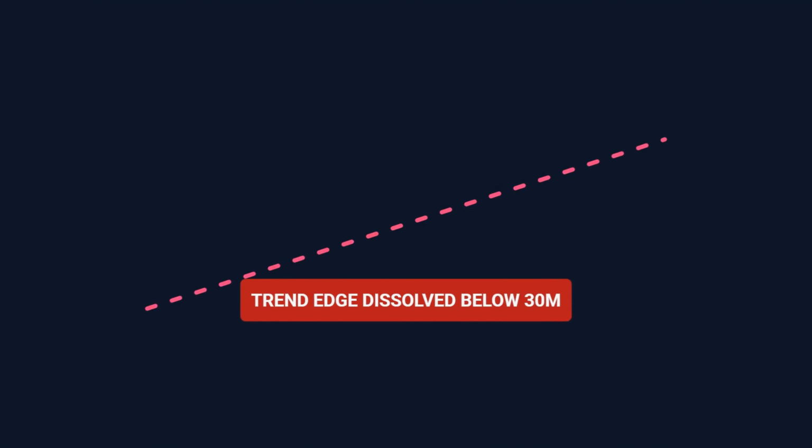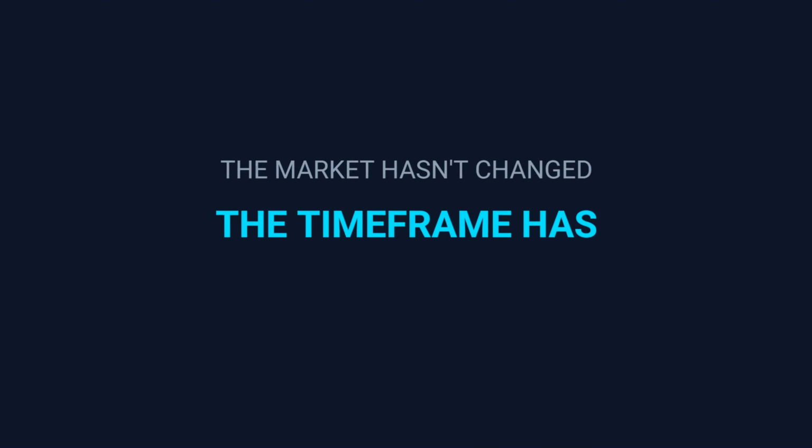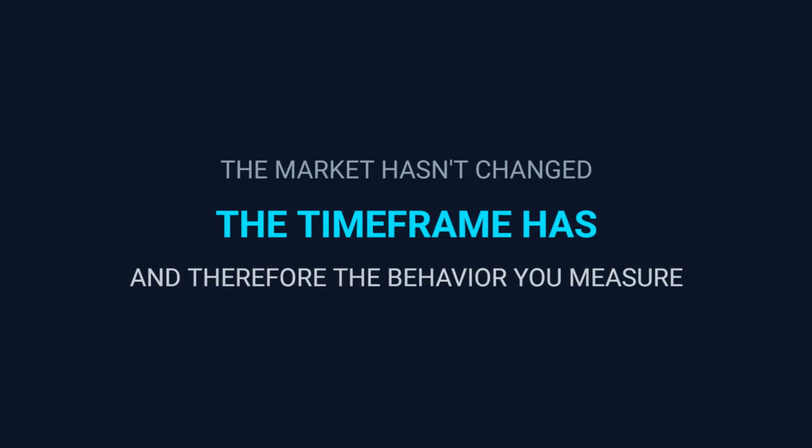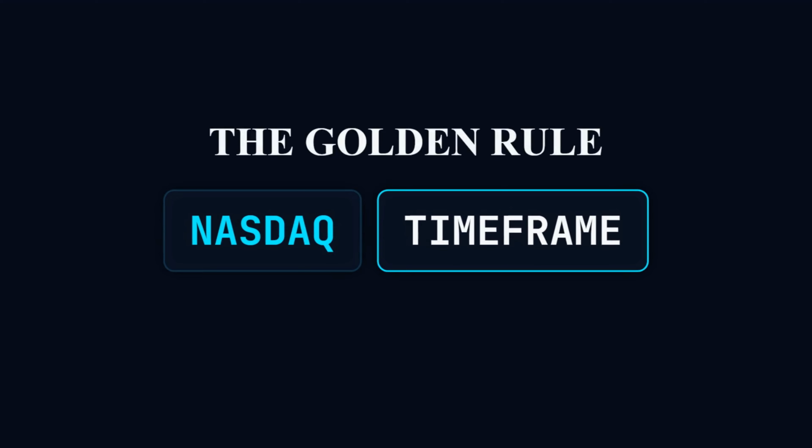The strong trend characteristics that stood out on the higher time frames had largely disappeared. The market didn't change. The time frame did. And with it, the behavior you were measuring. And that is one of the most important lessons in this entire video. You were not simply trading the Nasdaq, you were trading the Nasdaq on a specific time frame. And that distinction often determines whether a strategy succeeds or fails over the long term.